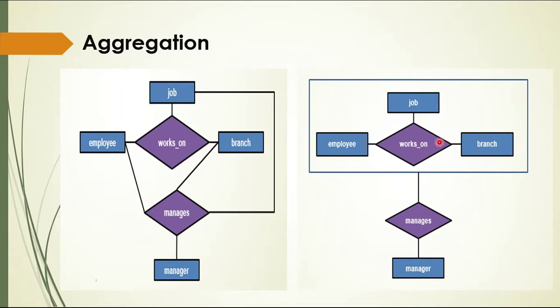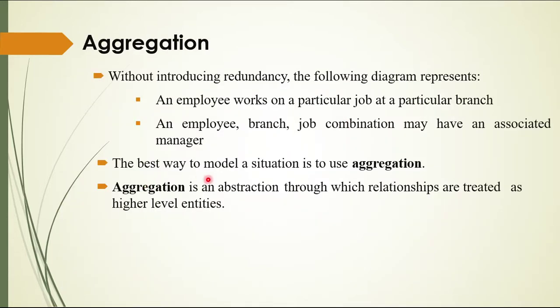Now this entity is connected with manager using the manages relationship. So in this way redundancy does not occur. This is aggregation, in which we combine all three entities and make one higher level entity. The best way to model a situation like this is to use aggregation. Aggregation is an abstraction through which relationships are treated as higher level entities.